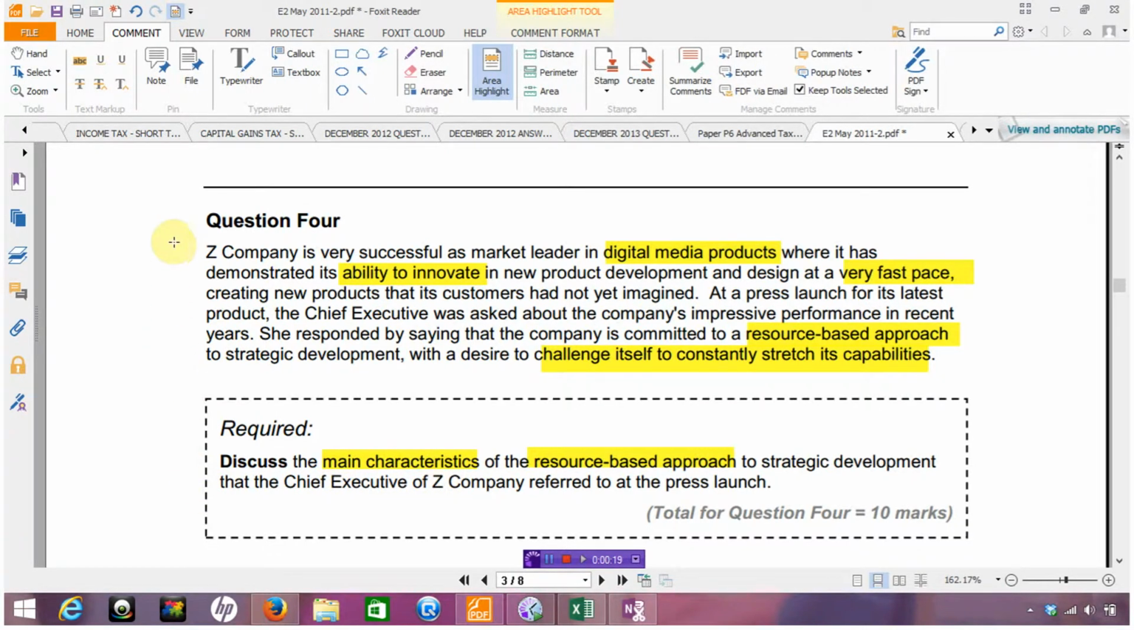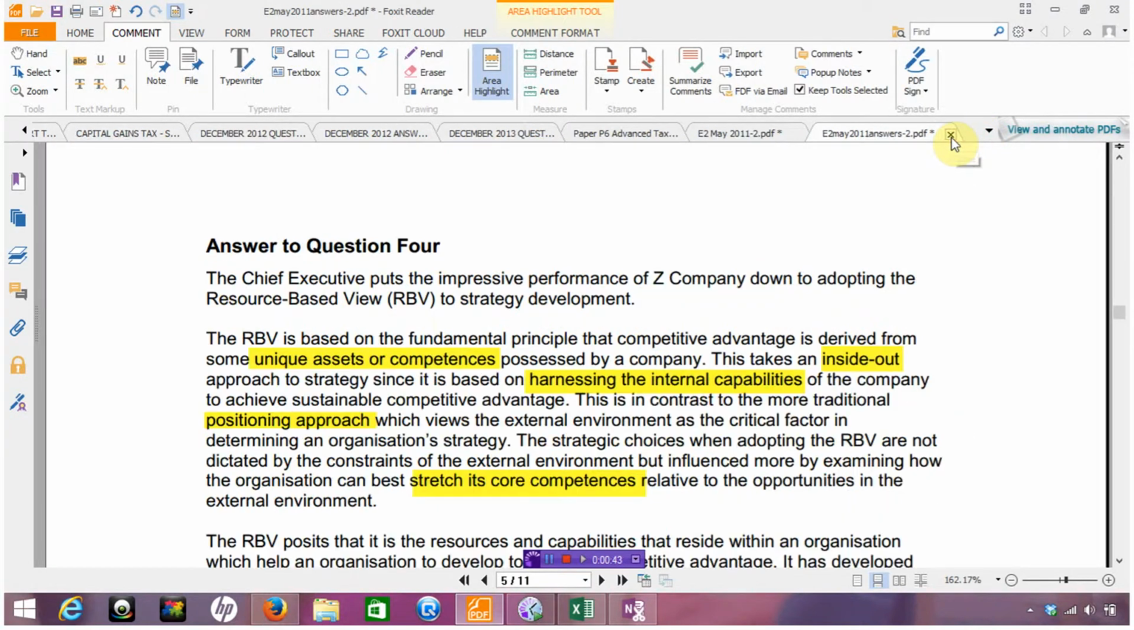We're given a scenario for Z company. It's involved in digital media, and looks to have several core competences, the ability to innovate and deliver new high-fangled products at a very, very fast pace. And the reason they've been able to do this, according to the company, is that they're committed to an RB view.